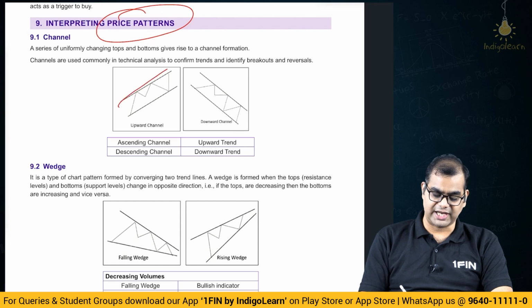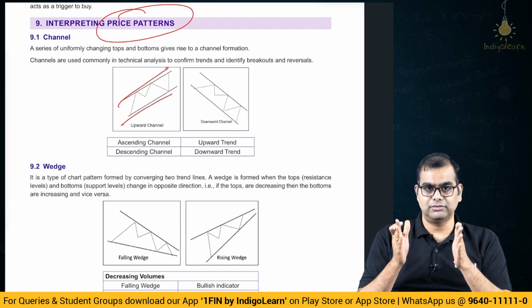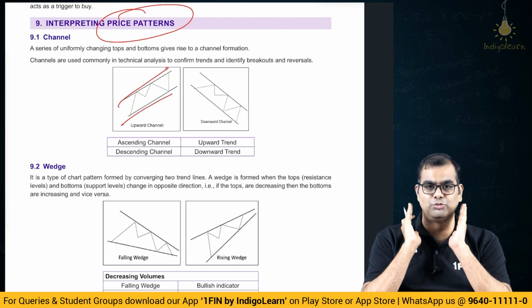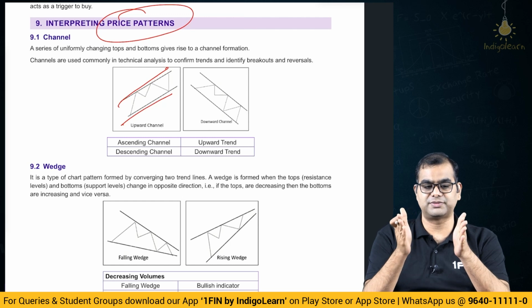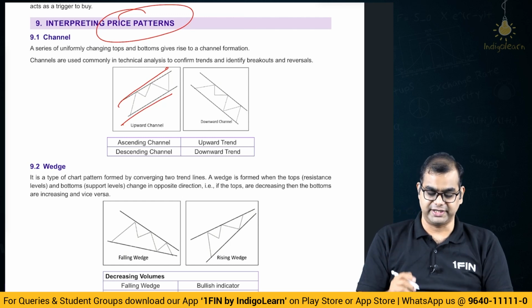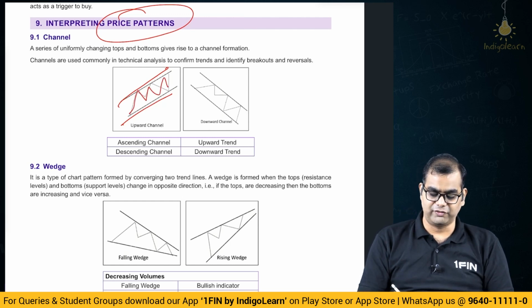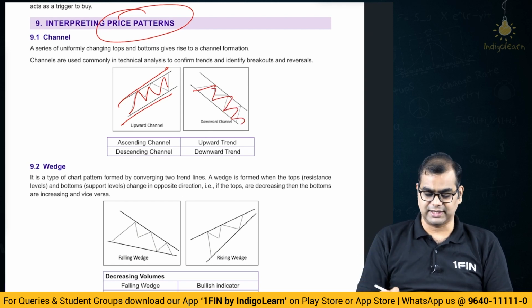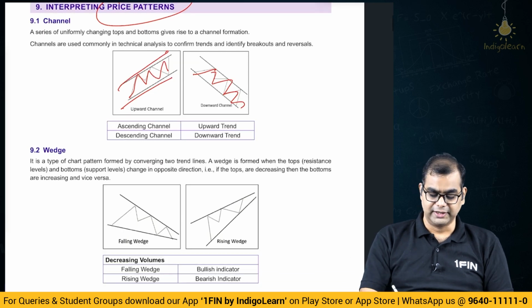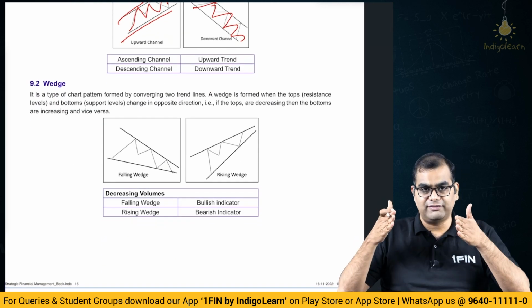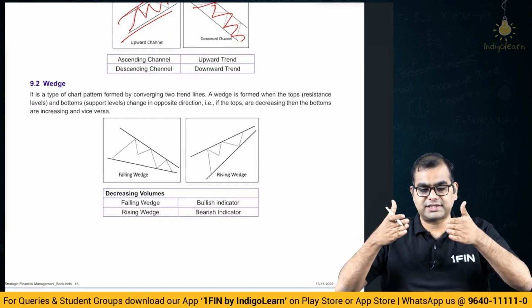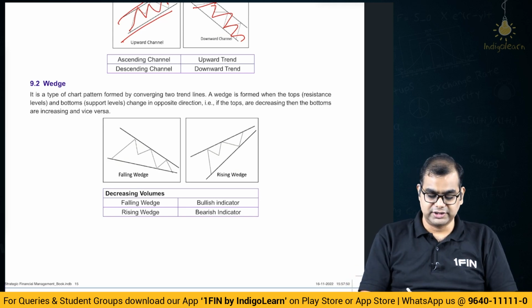So you have something called as a channel. Channel means basically it's a movement with both sides being very clearly defined, both edges being defined. So this is an upward channel and this is a downward channel. Upward channel, ascending channel, is an uptrend, descending channel is a downtrend. Then you have something called as a wedge. Wedge means you have two broad things coming down to a narrow end. So this is a wedge.